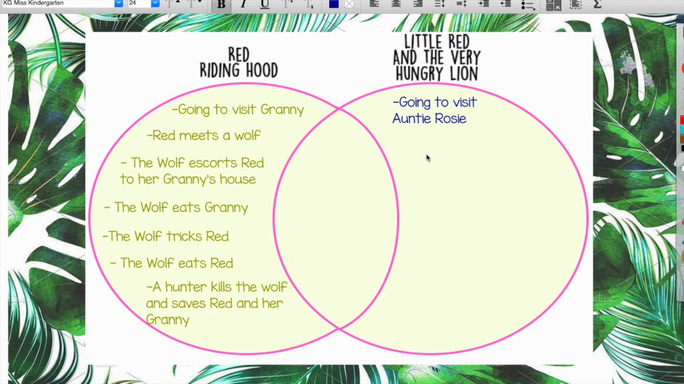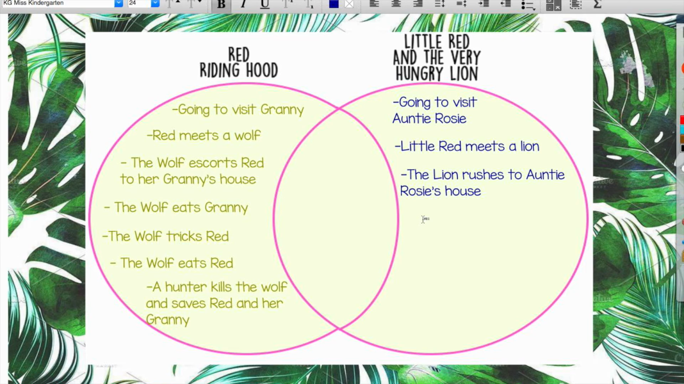The second difference is that Little Red doesn't run across a wolf, but instead she comes across a lion. So I'm going to put that in as my second difference. Little Red meets a lion. Another way that these stories differ is that the lion doesn't walk with Little Red to her auntie's house. He actually rushes ahead so he can get there first. So I'm going to include that as my third difference. The lion rushes to Auntie Rosie's house.